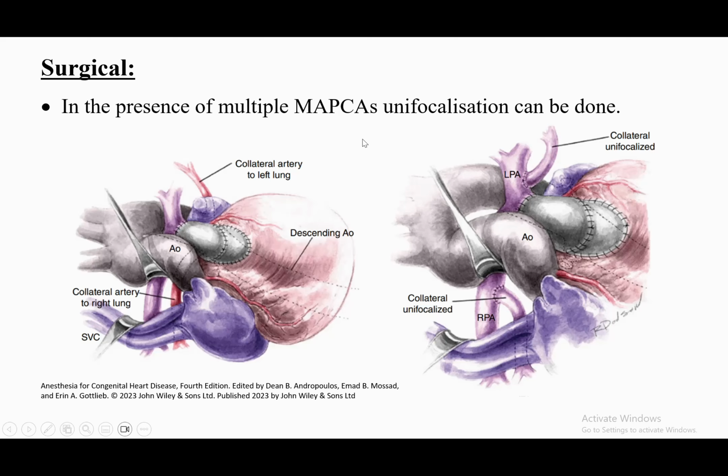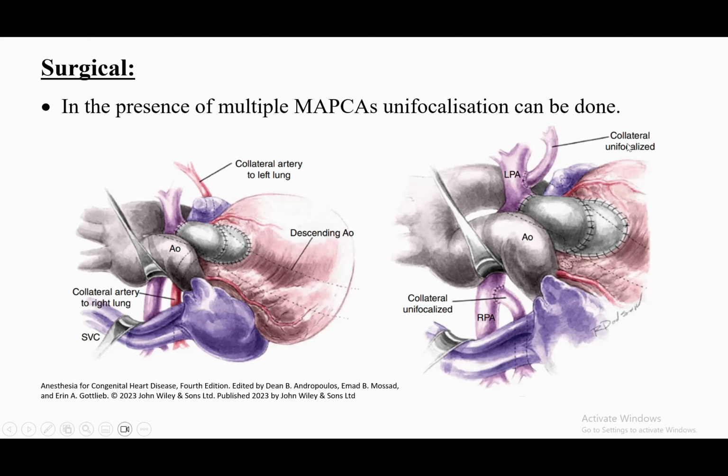Unifocalization is a procedure in which this is a collateral. This is a collateral, and this is also a collateral coming out of the aorta and perfusing the lung, and this is the pulmonary atresia. So we correct the pulmonary stenosis. Here they are putting a valve, and then we dislodge the collaterals from the aorta or its branches, and connect them to the pulmonary arteries.